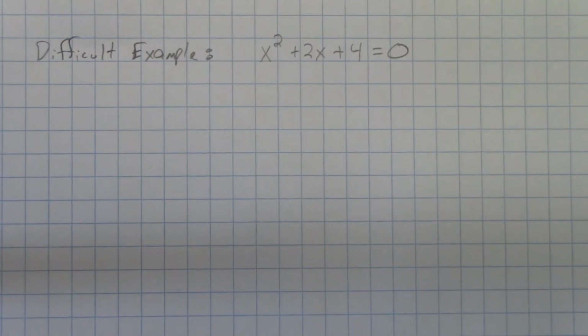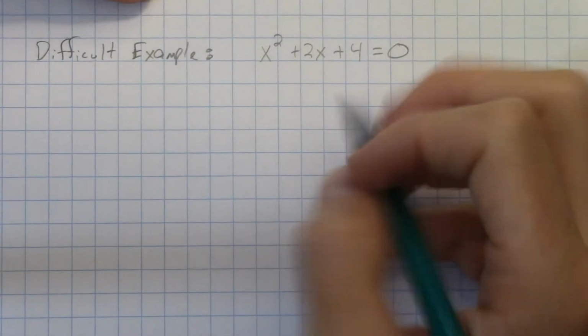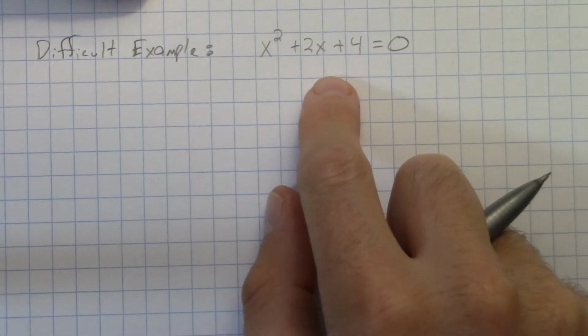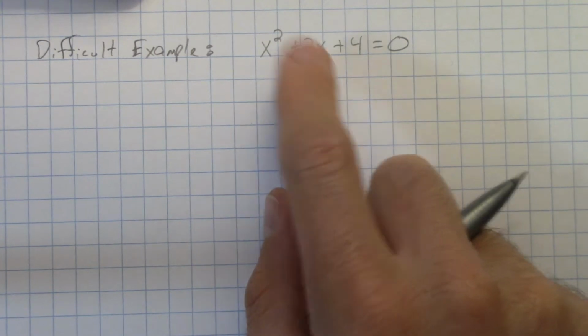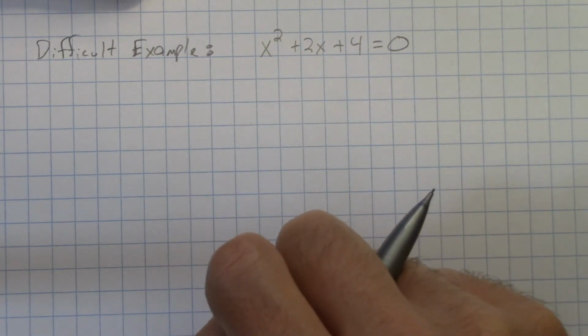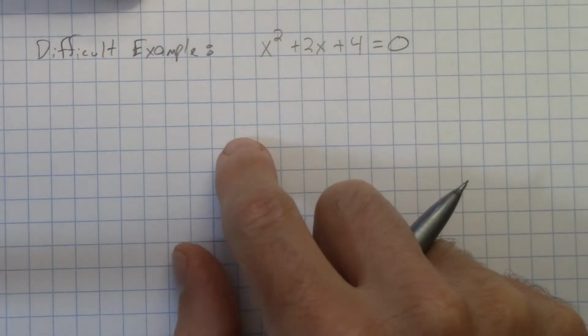Alright, so this last video on quadratic formula examples, I'm doing a more difficult one. I had two videos before this. If you're struggling with this one, go back and watch the medium one and then the easy one. Probably easy, then medium, then difficult, right?